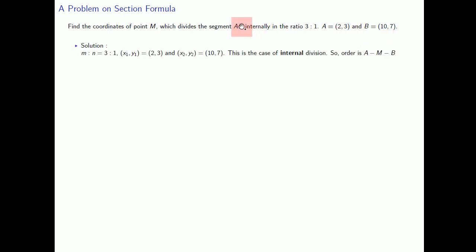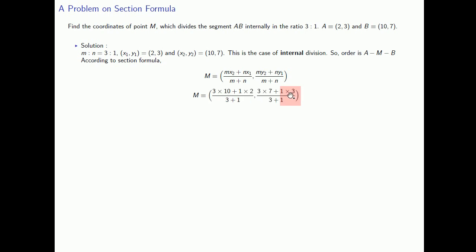Now clearly they have mentioned that M lies between A and B because this is the case of internal division. So the order will be A, M and B. Now applying the formula, the x coordinate will be 3 into 10 plus 1 into 2. So m is 3, x2 is the x coordinate of B, n is 1, x1 is the x coordinate of A, divided by m plus n, which is 4.